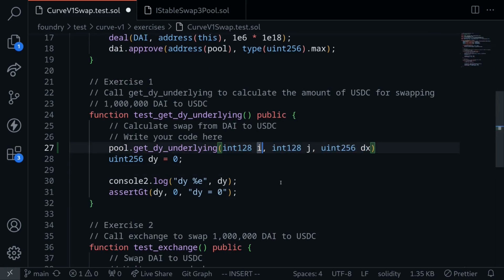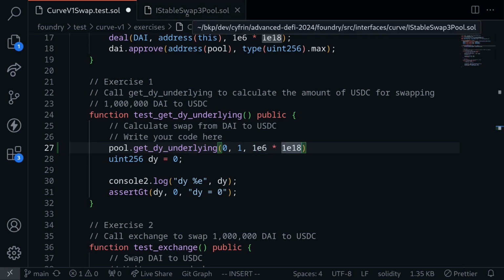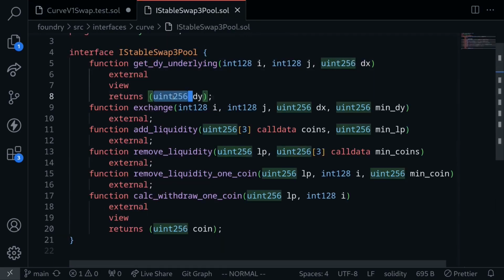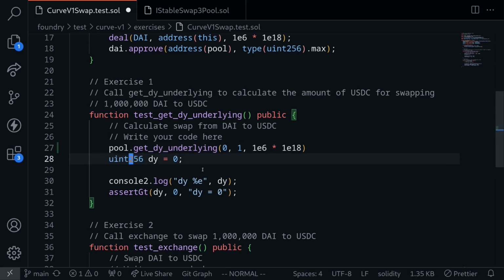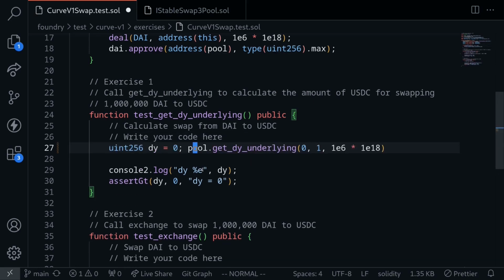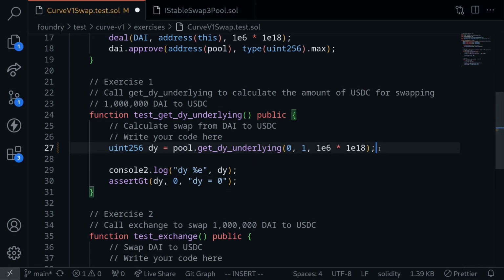The first input will be the index of token in. DAI has index 0. The next input will be the index of token out. USDC is index 1, since this pool is DAI, USDC, and USDT. And then the amount of DAI that we're going to put in. For this exercise, we're going to put in 1 million DAI. So this is 1e6. DAI has 18 decimals, 1e18. The function get_dy_underlying returns a single output called dy. So let's assign this dy to the output of calling the function pool.get_dy_underlying. I forgot to put a semicolon here, so I'll put a semicolon.